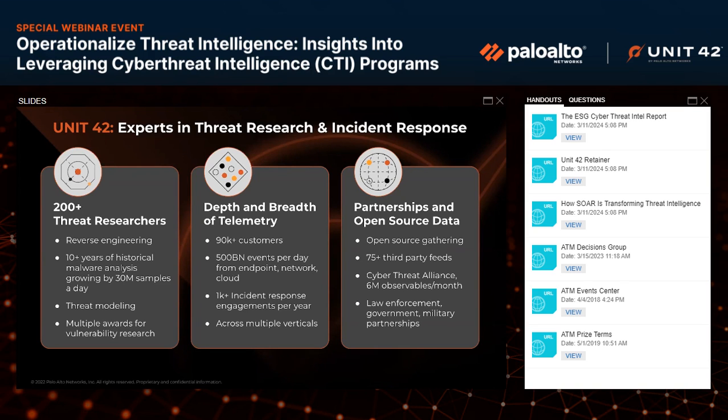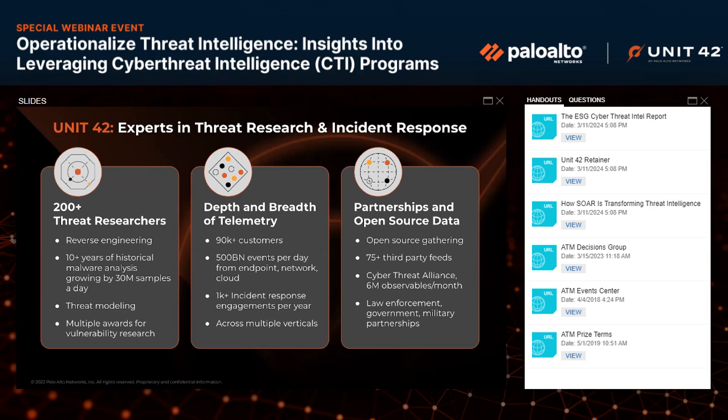And as an organization that's helping to protect more than 90,000 customers across various verticals across the globe, those organizations actually generate more than 500 billion, that's with a B, events every single day. And those events essentially provide Unit 42 and our researchers with the telemetry that allows us to identify, track, and then ultimately categorize malicious activity across not only network, but cloud and endpoint data sources as well.